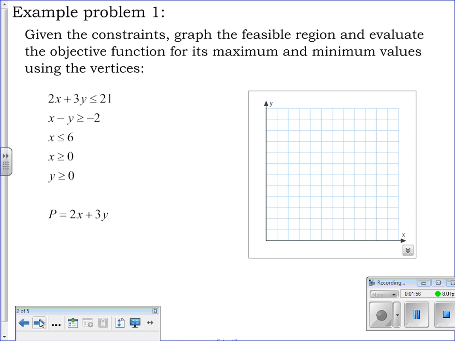Okay, so here we are. This is the situation we have. Given the following constraints, graph a feasible region and evaluate the objective function for its maximum and minimum values. So these are our constraints. We're going to graph each one of those individually, find the region that they work as a whole, and that's our feasible region. Now, a system of inequalities, because that's what our constraints are, a system of inequalities.